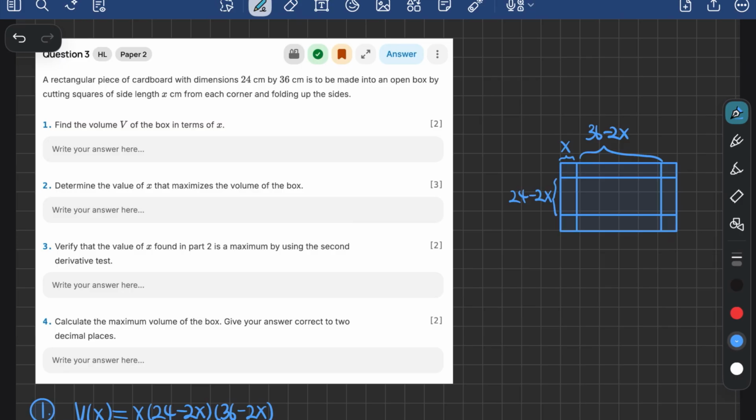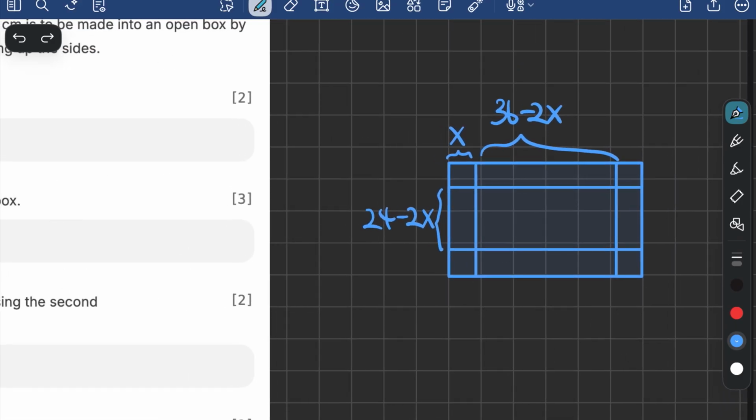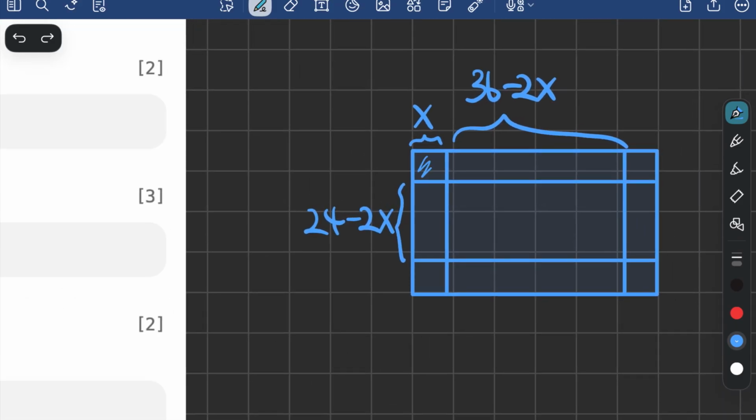So this one is a paper 2, and it's a combination of optimization and some stuff related to the second derivative. So we have a rectangular piece of cardboard with these dimensions, and it's to be made into an open box by cutting squares of side length x centimeters from the corners. So we have a box without a lid, and we can draw it here. So these are the cutout squares, like these 4.